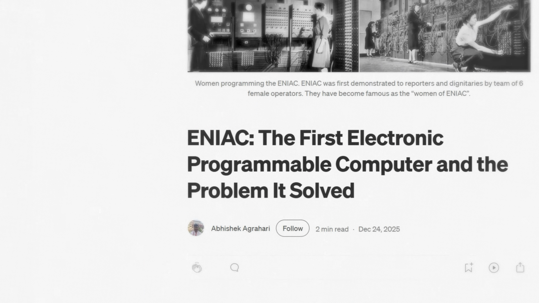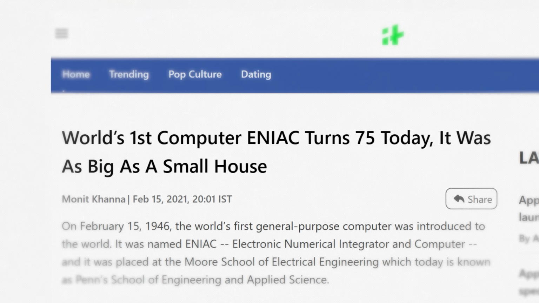When I was researching for this video, ENIAC was the most commonly named candidate for the title of the first computer. But you might remember that in the intro I said that this might not be entirely correct. You see, the world's first general-purpose computer might have actually been built on the other side of the conflict.